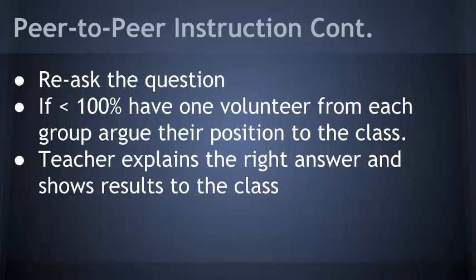After you give them the chance to argue with each other, you re-ask the question and look at the results. If it's 100%, do a little celebratory dance and go on to the next question. If it's less than 100%, you can do a couple things. You can just explain what the right answer is and move on. Or, if you have especially a 60-40 split, have one person from each group come up and explain their thinking to the whole class, and then you tell them what the right answer is and explain why it's the right answer.